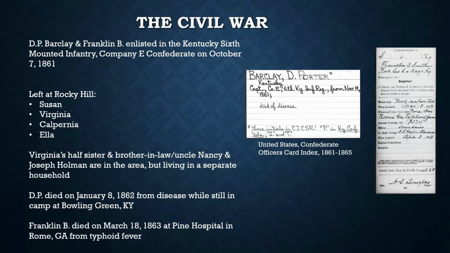And Joseph Holman is around because he's in his late 50s at this time. So he is on a lot of the documents for the family at the time because they are still administrating Franklin's estate up to this point.